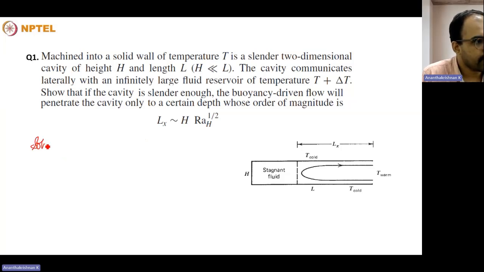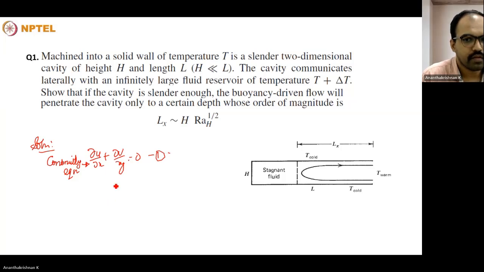So what we do is that we'll start from the basic governing equations. The conservation of mass, the continuity equation, is given as dou u by dou x plus dou v by dou y is equal to 0. Then the momentum equation.